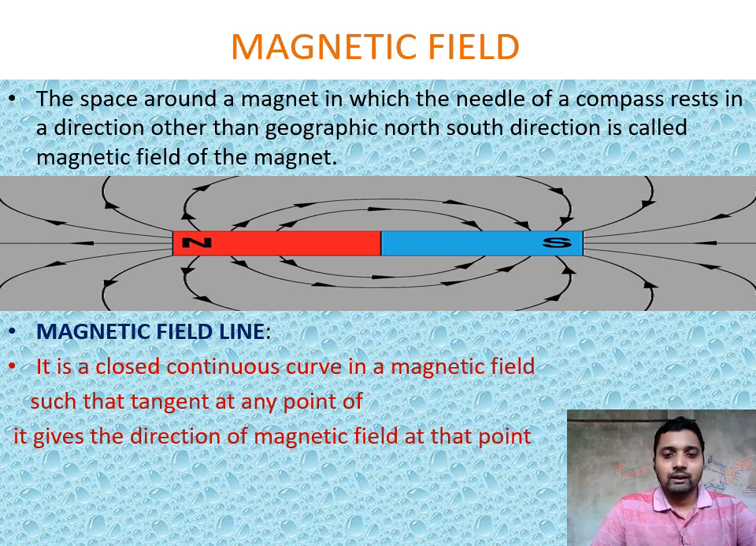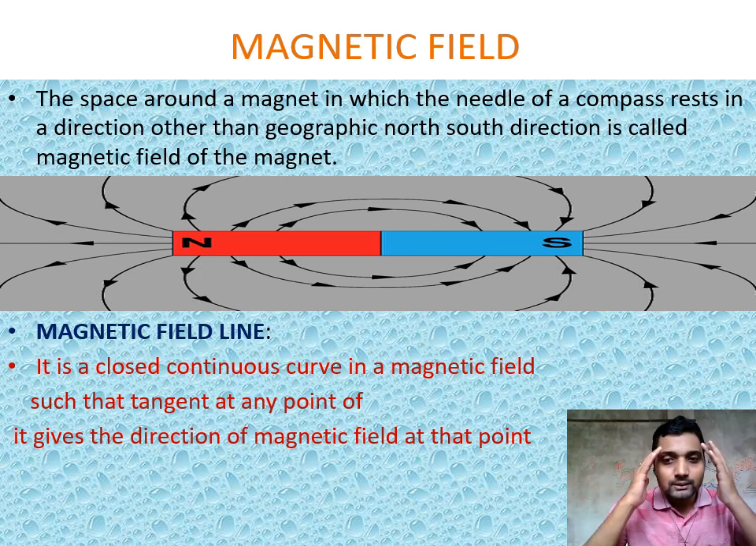And here, one more term you can see in the definition: the tangent. What is a tangent? Whenever you take a circle, a line passing outside the circle and touching the circle at one point is called a tangent. A tangent always makes 90 degrees with the radius. At one point, only one tangent is possible.